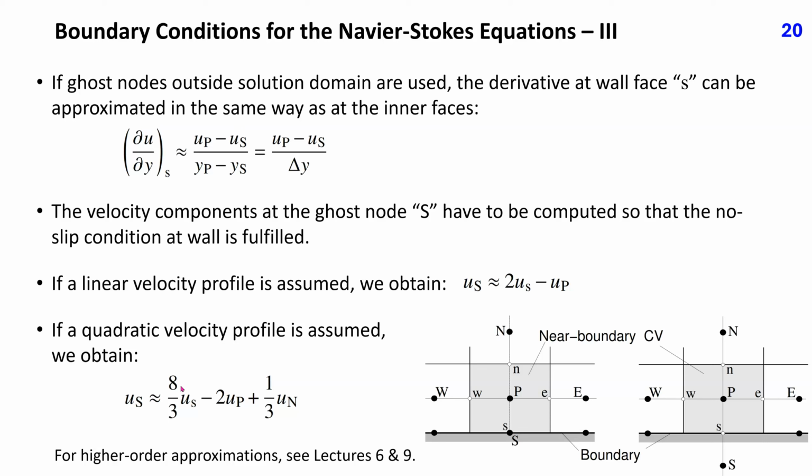If ghost nodes outside solution domain are used, the derivative at the wall face S can be computed in the same way as at the inner faces, for example using central difference approximation given here. The velocity components at the ghost node S must be computed so that the no-slip condition at wall is fulfilled. If a linear velocity profile is assumed, we obtain this expression. If a quadratic velocity profile is assumed, we obtain this expression. For higher order approximations, see lectures 6 and 9.